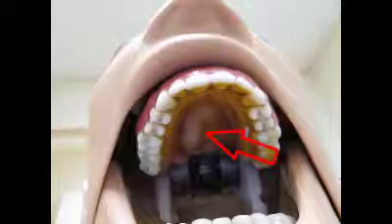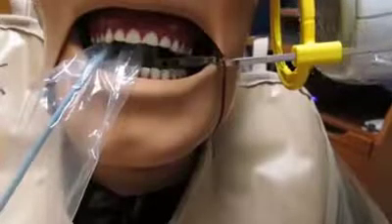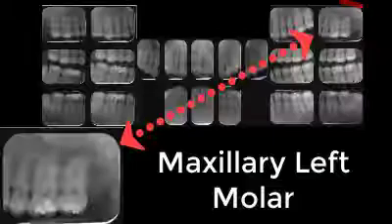Once the receptor has been positioned, ask the patient to bite down slowly on the bite block. Align the tube head with the ring and make sure that the primary beam is directed perpendicular to the receptor and the PID should face downward.